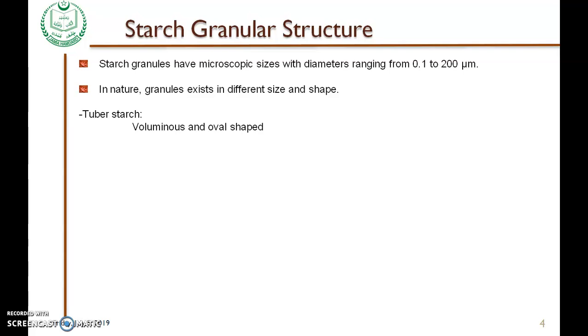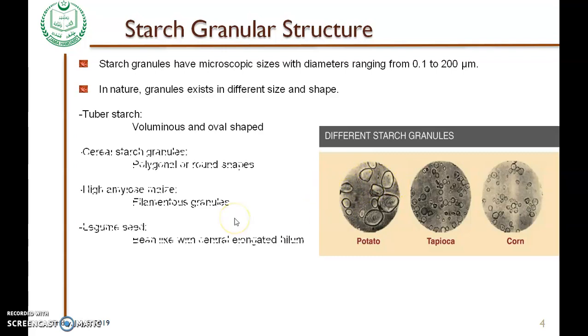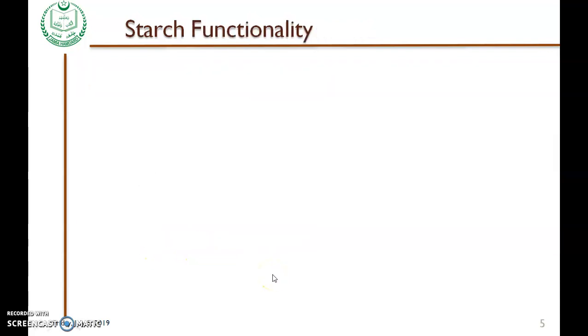If you look at the structure of starch granules in tubers, you'll find that they are voluminous and oval in shape, as you could see from the diagram. In the case of potato starch, it is voluminous and oval shaped in structure. In cereal starches, you'll find it is polygonal or round in shape. In high amylose maize starch, you'll find filamentous granules. In legume seeds, you'll find a bean-like structure with an elongated hilum.